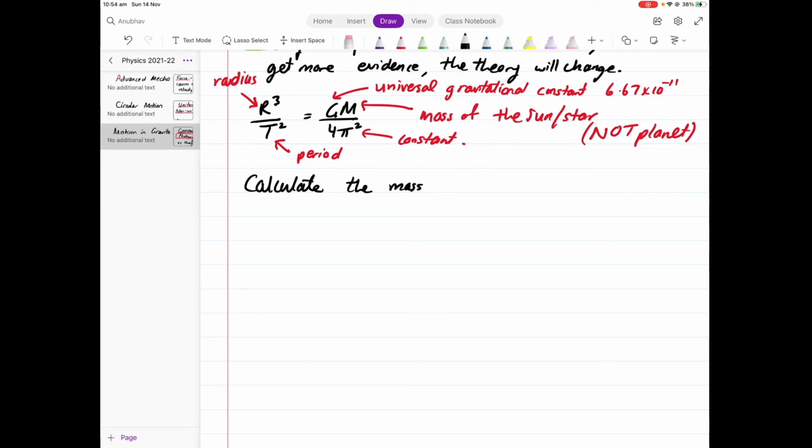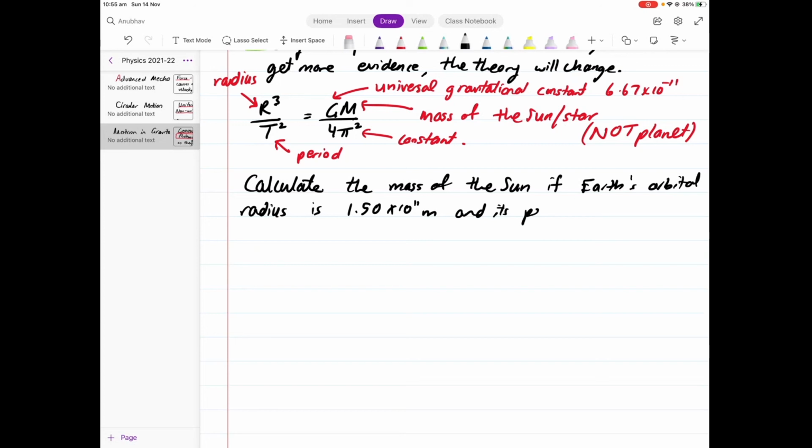Calculate the mass of the sun if Earth's orbital radius is, remember the Earth orbits the sun, 1.50 times 10 power 11 meters, always convert to meters, and its period is 3.16 times 10 power 7 seconds. You always have to convert to seconds. I'm going to give you in hours or days, but you have to convert into seconds. Does that make sense? Meters and seconds.